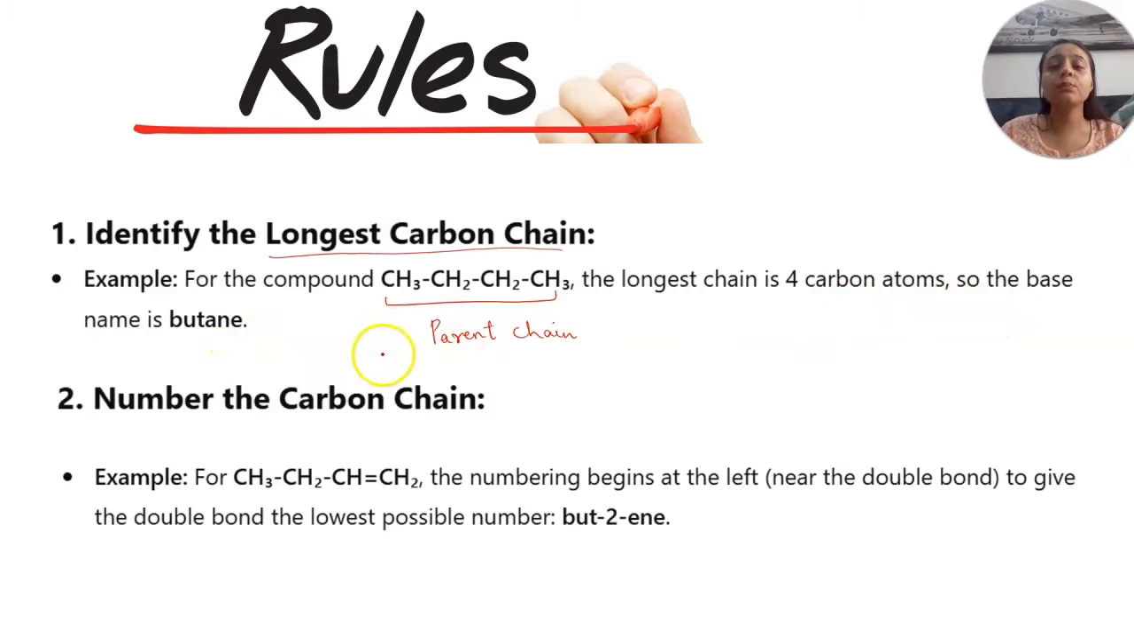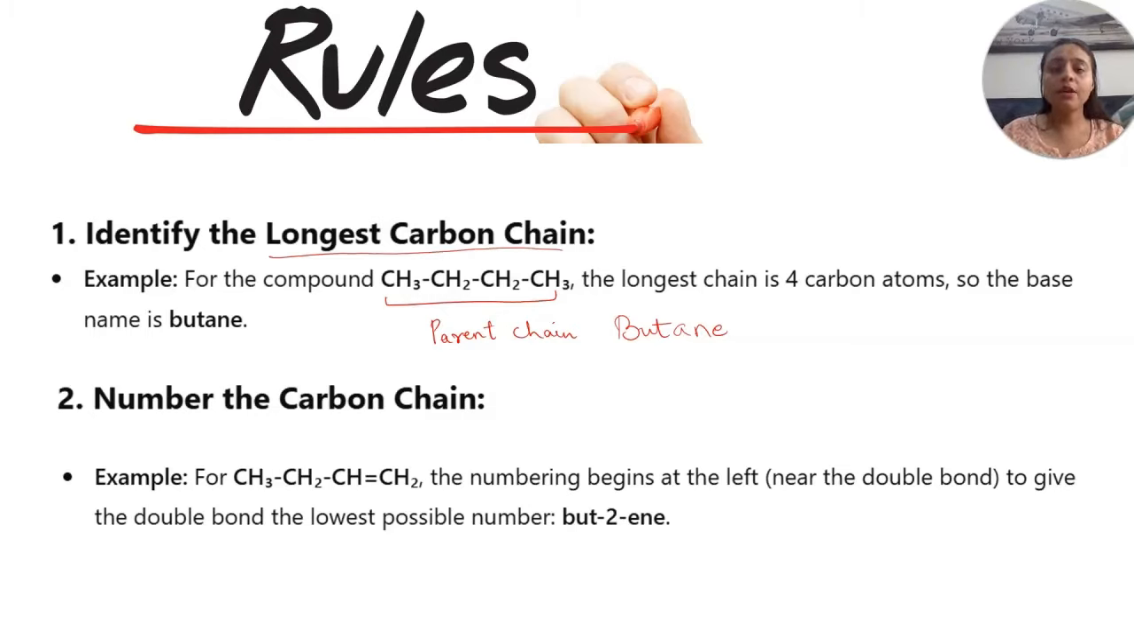So the base name is butane, because you already know when there are 4 carbons, we call it but. And since you can see there is no double bond or triple bond, it is from the group of alkane. So we will write it as butane. Number the carbon chain. So once you identify the longest chain, now rule number 2 you have to follow. You have to write the numbers.